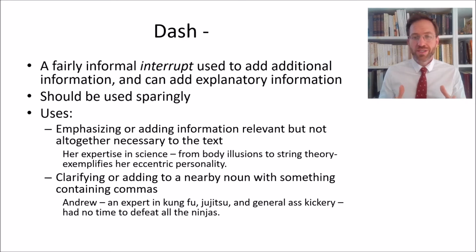Clarifying or adding to a nearby noun. A noun is a person, a place, or a thing, with something containing commas. All right. Andrew, dash, an expert in kung fu, jujitsu, and general ass kickery, dash, had no time to defeat all the ninjas. So here I just added in a little bit of explanatory information. In this case, it had commas in it, so the dash is the better tool for this sort of additional information. Well, there you have it. Try to use them sparingly, but they can definitely add a little bit of fun.